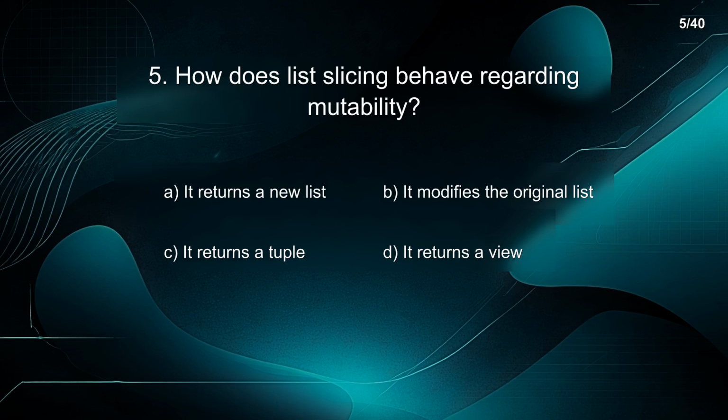Fifth question. How does list slicing behave regarding mutability? A. It returns a new list. B. It modifies the original list. C. It returns a tuple. D. It returns a view. Correct answer is A. It returns a new list.